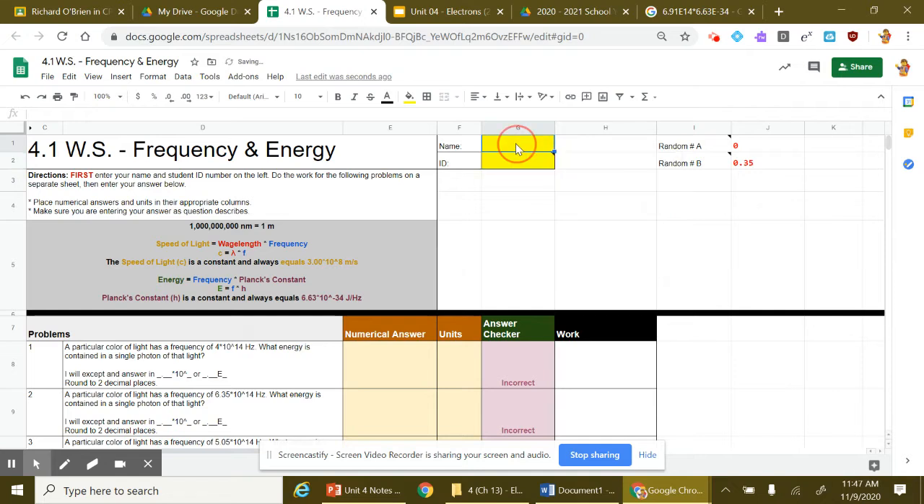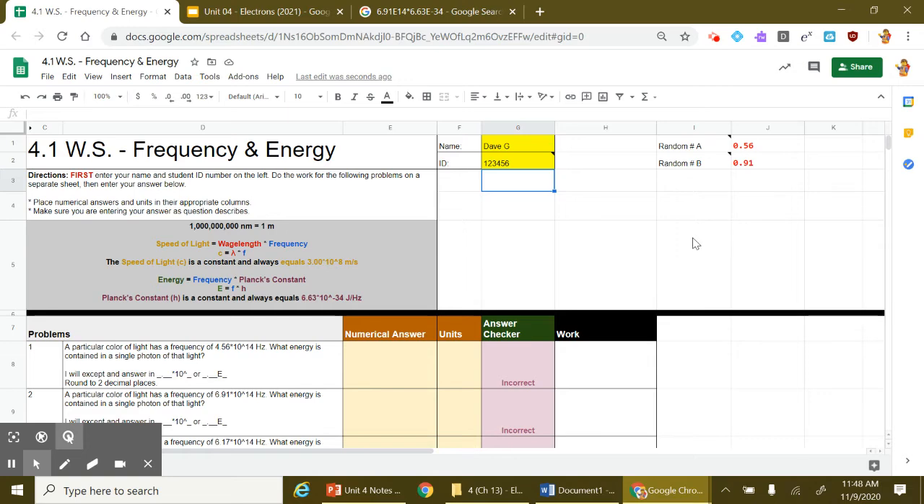Now, once again, with all these homeworks, the first step is to put your name in. I'm Dave G. And put in your ID. I'm using my fake ID, 123456, okay? You need to put in your ID so that it will generate random numbers for you to use for the remainder of your homework. These are going to be really straightforward problems. The only difficulty is going to be using the E function in your calculator, doing scientific notation correctly. So let's get to it.